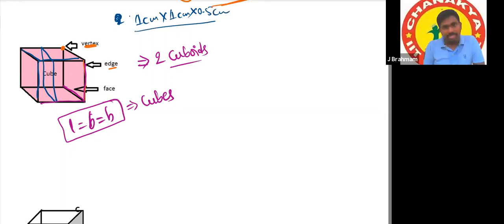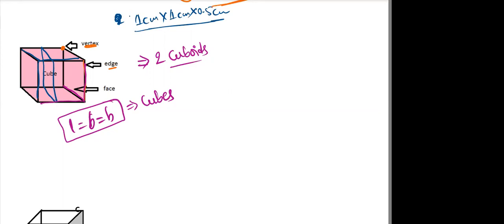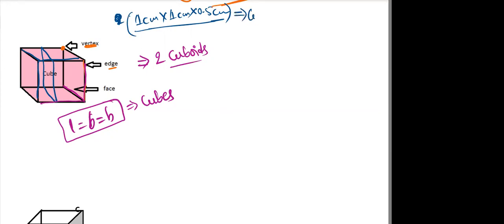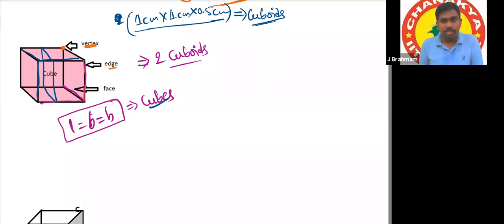Now are all the sides equal or unequal? 2 sides are equal, whereas another side is not equal. My question is, are all the sides equal? No. So it's a cuboid. Even if 2 sides are equal, if all the sides are equal then we call it a cube. Otherwise, it's a cuboid. Okay.